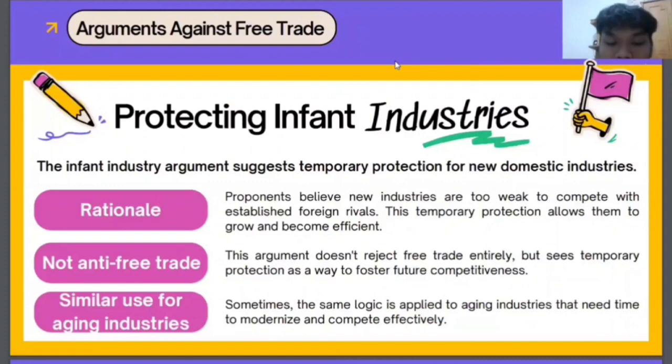Proponents believe new industries are too weak to compete with established foreign rivals, and this temporary protection allows them to grow and become efficient. The next one is not anti-free trade. This argument does not reject free trade entirely, but sees temporary protection as a way to foster future competitiveness. And the last one is similar use for aging industries. Sometimes the same logic is applied to aging industries that need time to modernize and compete effectively.